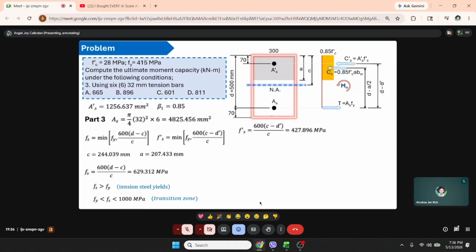And our Fs prime is 427.896 MPa. And we notice na this time, mas dako na jud siya sa Fy. So, giyag ang compression steel.